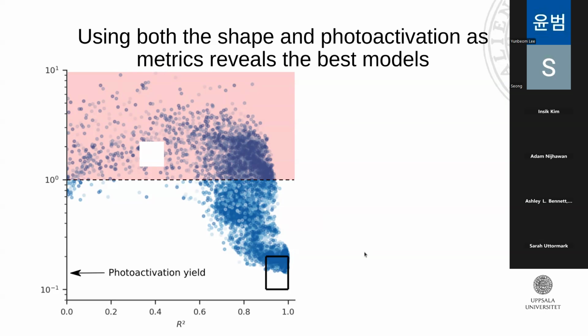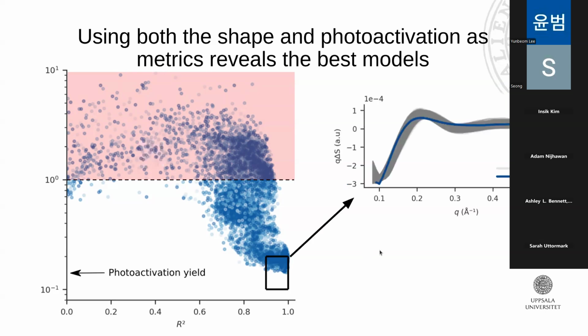If we then look at how the curves actually look, we can see that they are quite similar to the experimental state here. We have the experimental data here in blue, and then in shades of gray the best models. Everything in this small box corresponds to plus or minus 5% of the excitation yield.